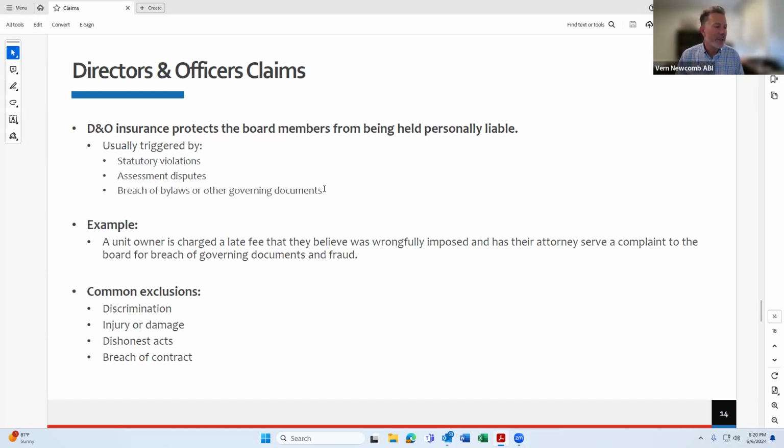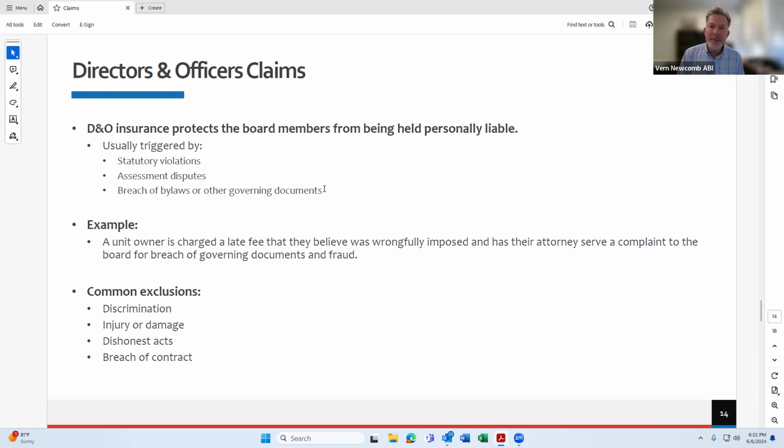Common exclusions: discrimination. Now, I talked about that example of someone discriminating because you're requiring them to move the plant. A good D&O policy has defense for discrimination. It does not cover any award. If the association was found negligent for discrimination, anything that's awarded is not going to be covered under any insurance policy because that's a federal law that was broken.